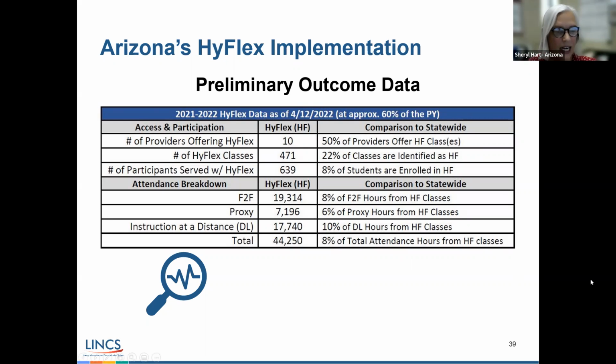So I did not include on here anything on measurable skills gain. Oh, I see a question about distance learning. Instruction at a distance is synchronous instruction that's provided synchronously, but at a distance. That's opposed to by proxy. So proxy is at a distance and at a different time, whereas instruction at a distance is same time, but different place.